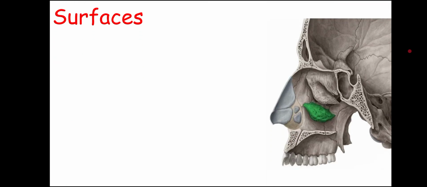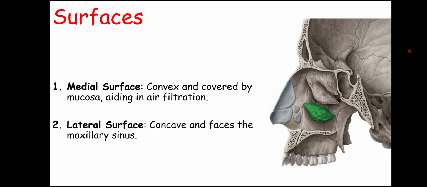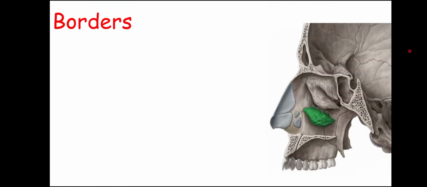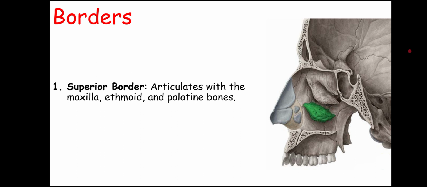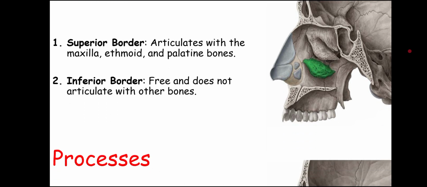First, we will talk about the surfaces of inferior nasal conchi. It has a medial surface that is convex and covered by mucosa, aiding in air filtration, and it also has a lateral surface that is concave and faces the maxillary sinus. Talking about its borders, it has a superior border that articulates with the maxilla, ethmoid bone, and palatine bone, and it has an inferior border that is free and does not articulate with other bones.